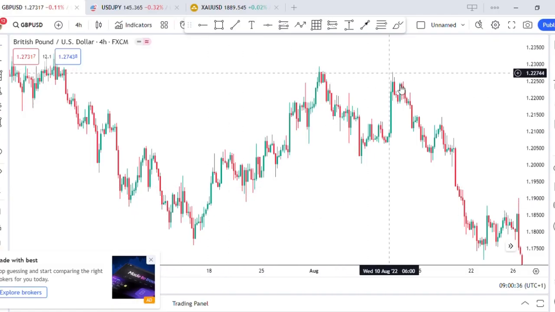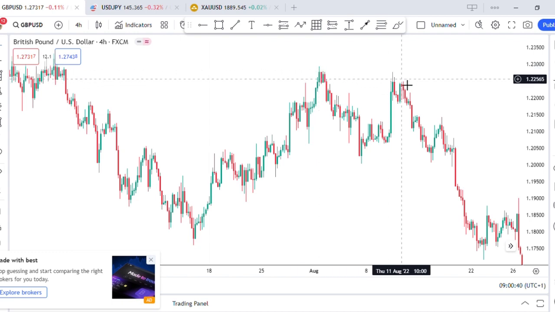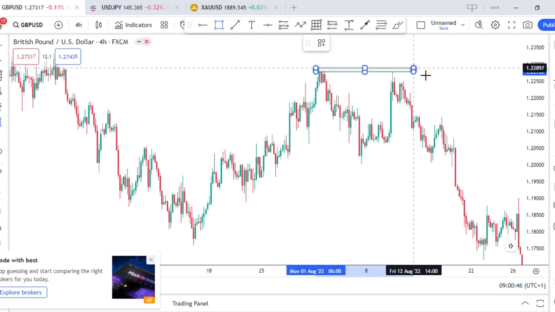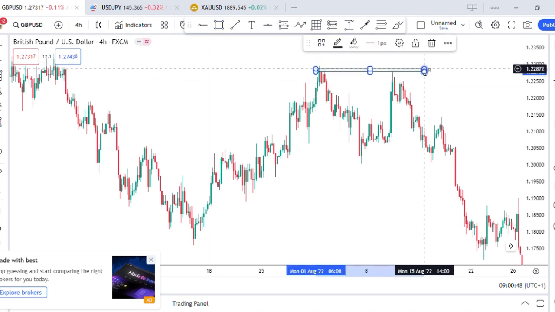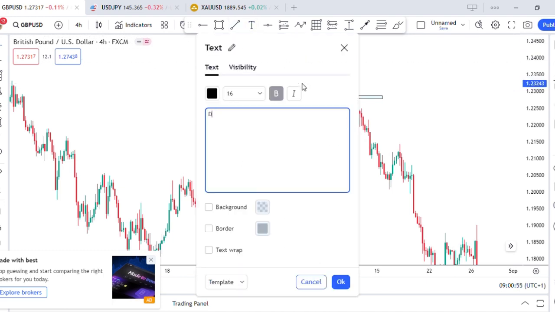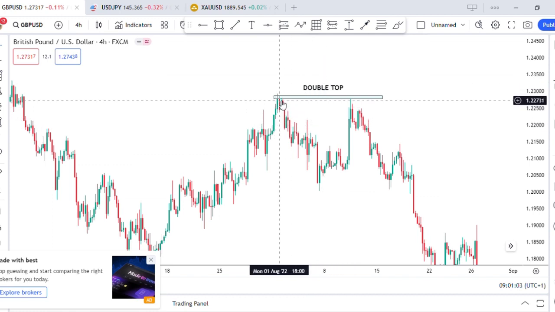Let's take a look at this area. Can you see? You have the first swing high and then the second swing high, forming a double top here. So let me just write it on the top. Double top. So we have a double top here, the first swing high and then the second swing high.